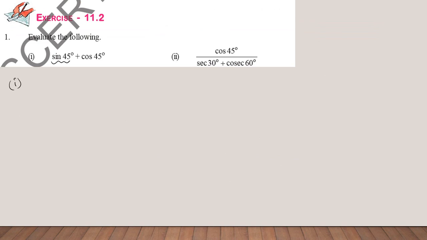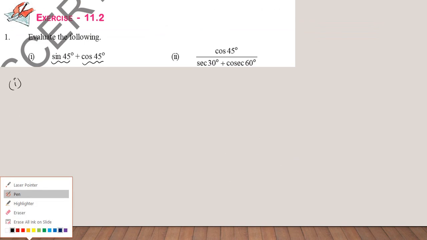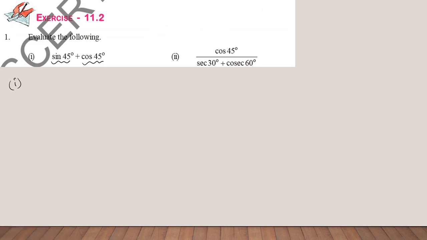So sine 45 degrees plus cos 45 degrees. Here you need to have a clear idea about the values, right? What is the value of sine 45 degrees? Sine 45 degrees is 1 by root 2 plus cos 45 degrees is also 1 by root 2. From this, what is the LCM? The LCM is root 2. Then I can directly add the numerators. So 1 plus 1 is 2, 2 divided by root 2. So this is nothing but my answer.